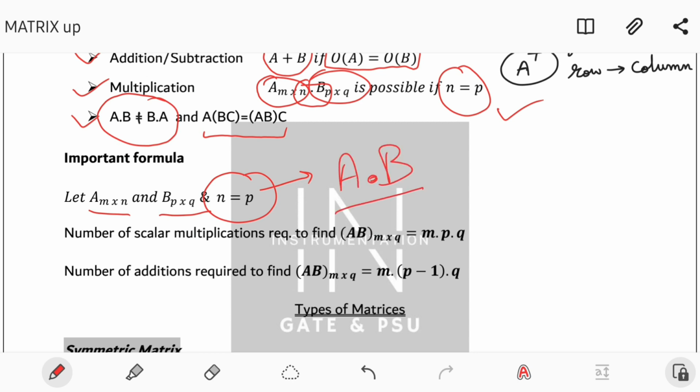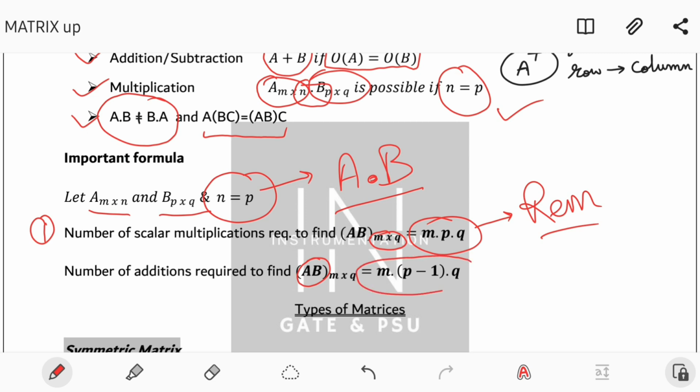The number of scalar multiplications required to find AB, which has dimension m cross q, is m into p into q. This formula mpq you must remember. The number of additions required for the multiplication of a and b is m into (p minus 1) into q. This you also have to remember. You will get to know these formulas when you try one question.